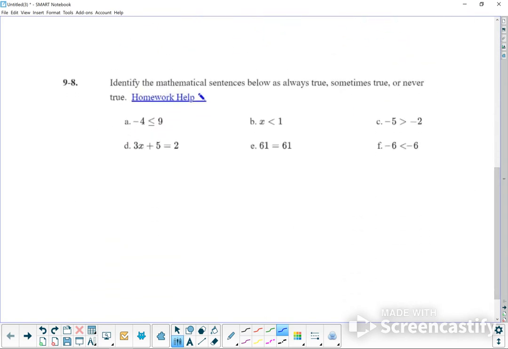Okay, number 8. Identify the mathematical sentence below as always true, sometimes true, or never true. Right? So is -4 less than or equal to 9? This one is always true.